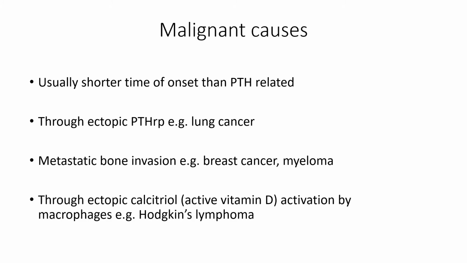And less commonly from the vitamin D pathway, so an example of this is Hodgkin's lymphoma, and the same mechanism is also found in granulomatous disease. That's where macrophages are activating vitamin D, and they're doing a little bit too much of that, increasing the absorption and reabsorption of calcium in the body and increasing the serum levels.